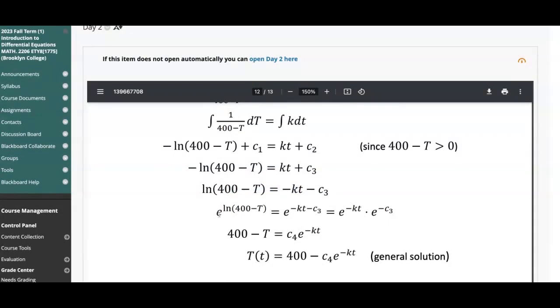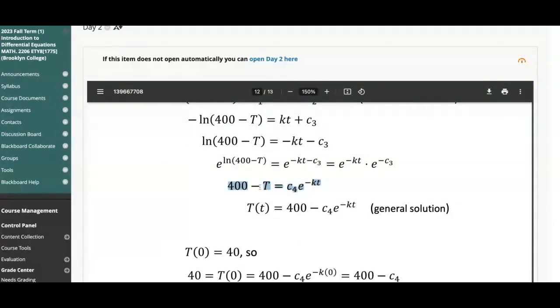We rewrite this equation as exponentials, taking e on both sides. We get 400 minus T equals a constant times e to the negative kt. Then we move negative T to the other side, so we get T of t equals 400 minus this e term. So this is our general solution.